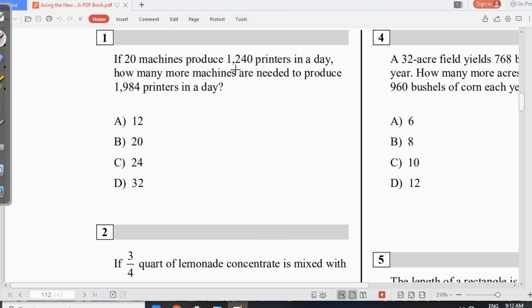Here's another one. If 20 machines produce 1,240 printers in a day, how many more machines are needed to produce 1,984 printers in a day? So 20 gives you 1,240 in a day. So let's look at what one machine produces. One machine will produce 1,240 divided by 20.